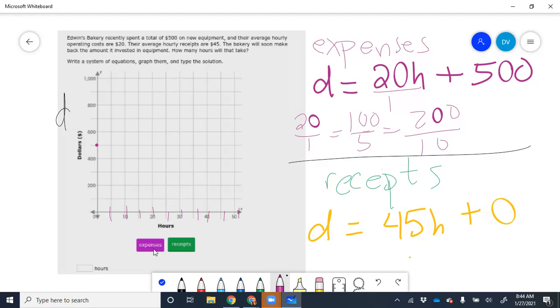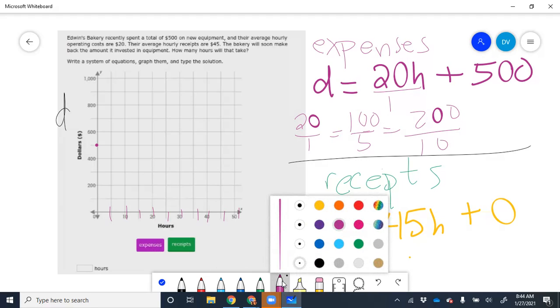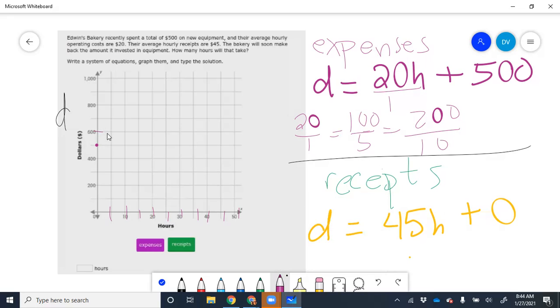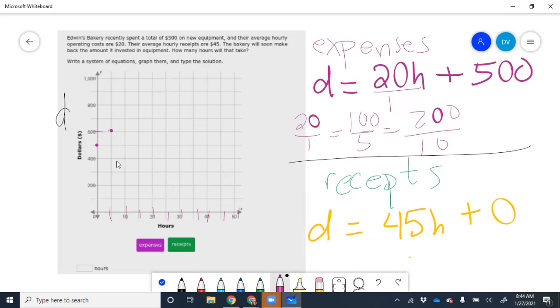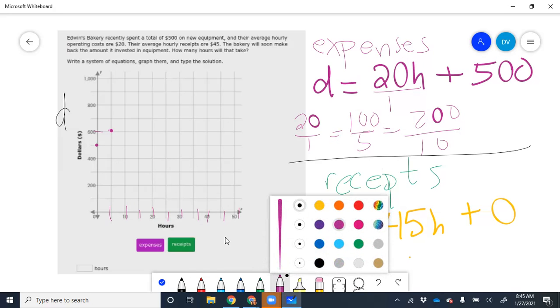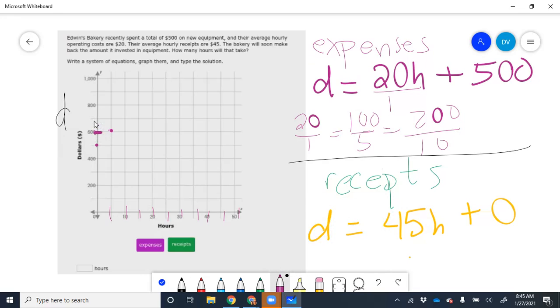Let me make sure I click my pen here first. Actually, let me mark it off before I do anything. I could go up 100, right? And then over 5, right? So that would give me a dot right there. Let me put a dot there. I could also go up 200, and I need a thinner pen, and then over 10, right?